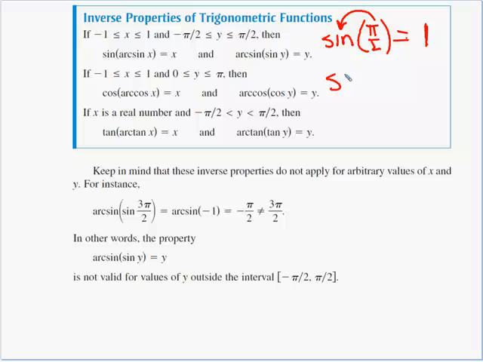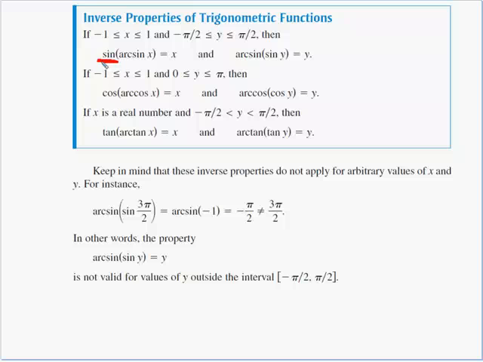If I do the inverse, the sine inverse, or the arcsine of a number, out pops an angle, pi over 2. So angles go into sine and numbers come out. Numbers go into sine inverse and out comes the answer as an angle. So that's what's going on here.